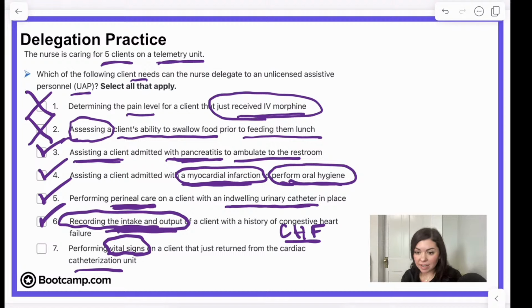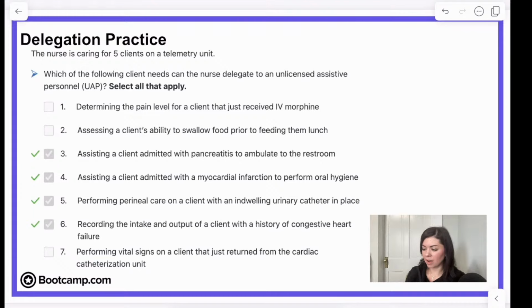So let's see. Paul, good job. You said unstable client, and that is correct. This is another helpful tip. Just returned from the cardiac catheterization unit. So remember on the last item, we said anytime it says just arrived, just admitted, same thing here, another helpful tip. Just returned from a procedure, they are unstable. So that registered nurse is actually the one who is responsible to go to that bedside, assess that client, and get those vital signs. So that is an unstable client. So awesome job, guys. Y'all got them correct. 3, 4, 5, and 6.